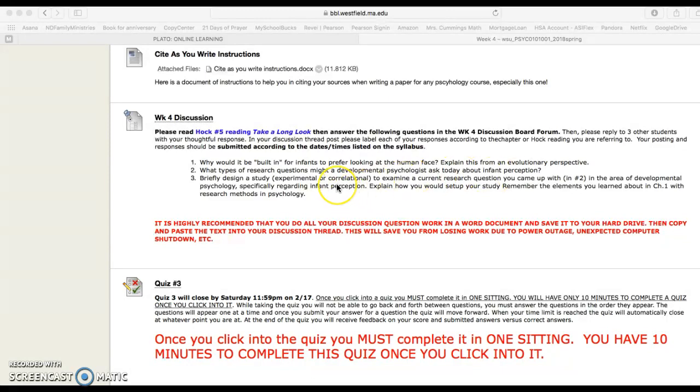And then I want you to use your knowledge of chapter 1 to briefly design a study, either experimental or correlational. You may need to go back and see what those two mean. What is an experimental study? What are its components? What would be a correlational study? How would I do that? And I want you to develop your own research question in the area of developmental psych, something interesting about infant perception that you would like to answer, and explain how you would do that. So here's your operational definition. How would you set up your study? Integrating some past material of chapter 1.